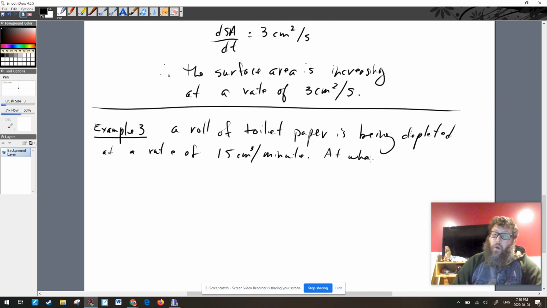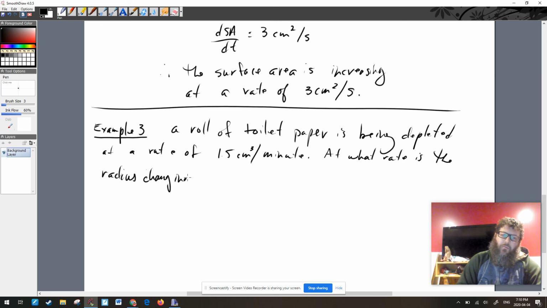At what rate is the radius changing, given the dimensions as outlined below.